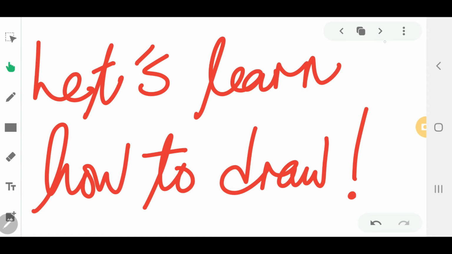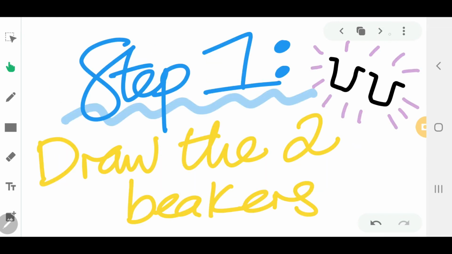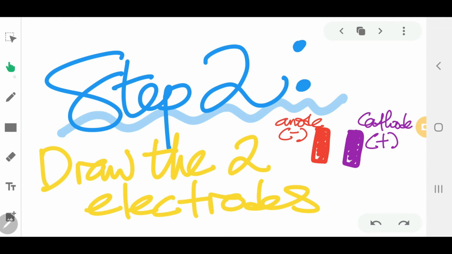Okay, now let's learn how to draw the galvanic cell in 6 steps. Step number 1, you have to draw the 2 beakers first. And then in step number 2, you have to draw the 2 electrodes. We have anode, negative terminal, cathode, positive terminal. Remember, in the word cathode, you have the letter T, and the letter T looks like a positive sign. So that's how you're going to remember which one is negative, which one is positive. A little tip for you right there.